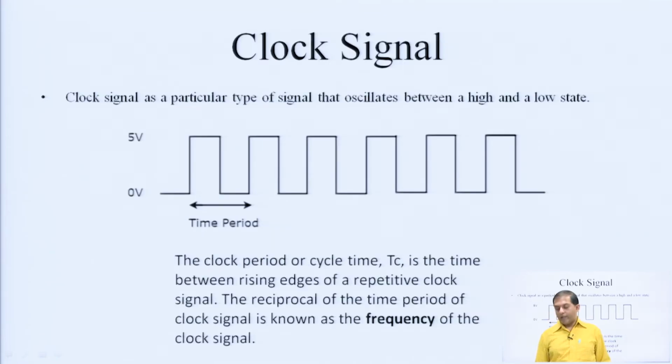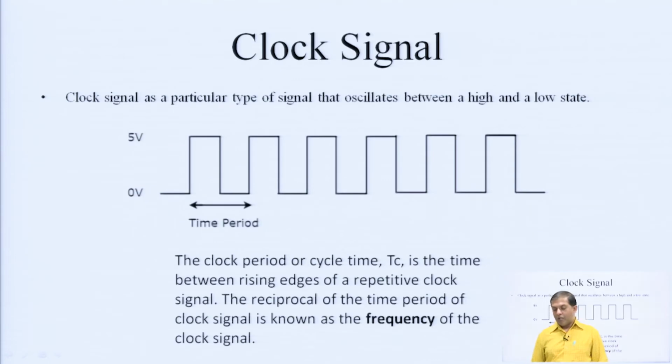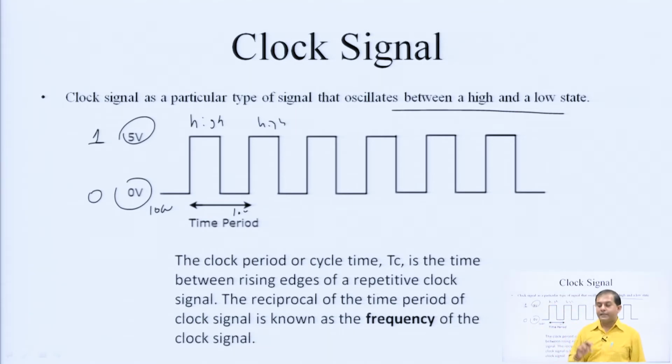Now, here we have mentioned one term, clock. So, now we will discuss more about the clock. A clock signal is a particular type of signal that oscillates between a high and a low state. This is low, this is high, again low, again high. It is oscillating between low and high, and here I have written 0 and 5 volt. In binary there is only two states, 0 and 1, but this corresponds to 5 volt, meaning high voltage. So, it is oscillating between 0 and 1.